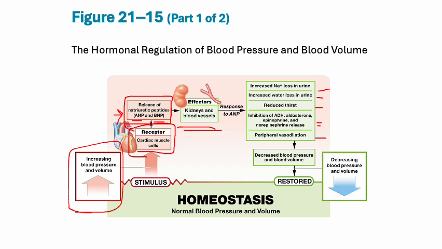So it says, hey, the heart's getting too much stress here. Please ease up on us. It decreases the blood pressure and the blood volume, and we restore our normal pressures and volumes. So that's the atrial natriuretic peptide and the B-type natriuretic peptides from the ventricles.